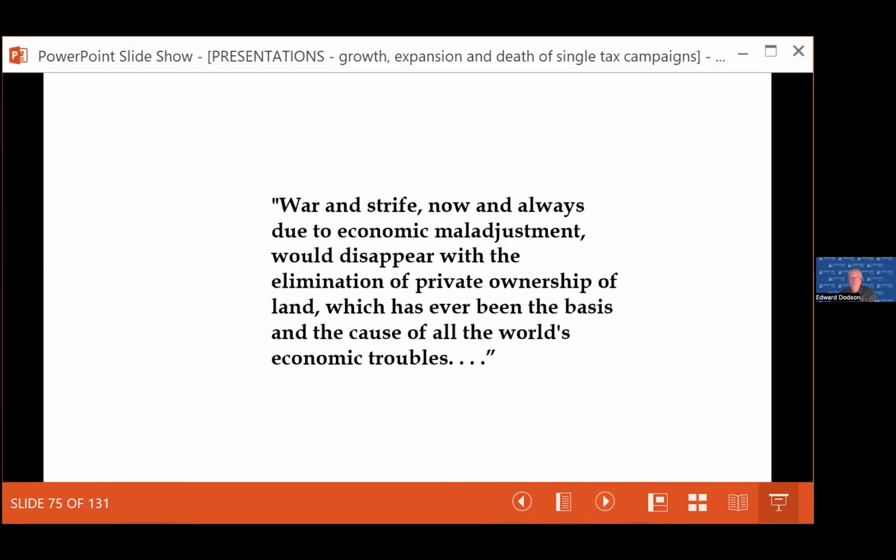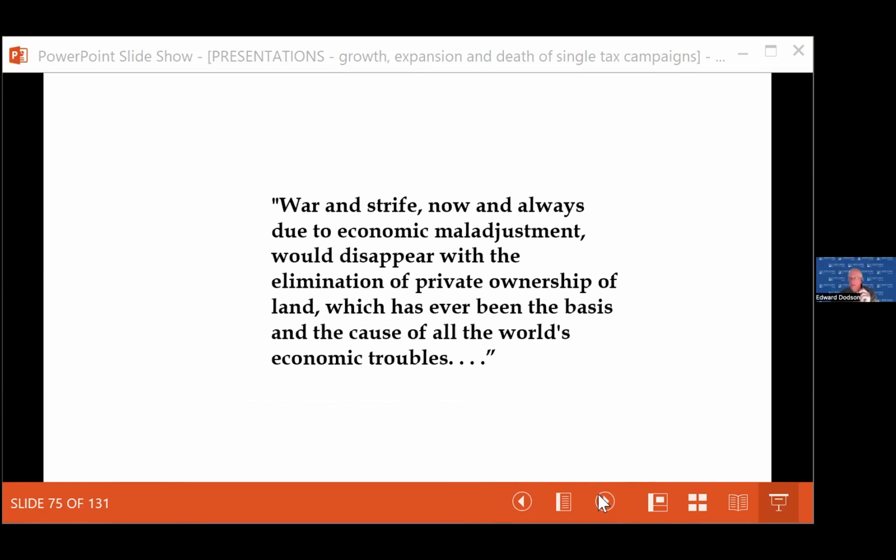And the platform went on. War and strife, now and always due to economic maladjustment, would disappear with the elimination of private ownership of land, which has ever been the basis and the cause of all the world's economic troubles.